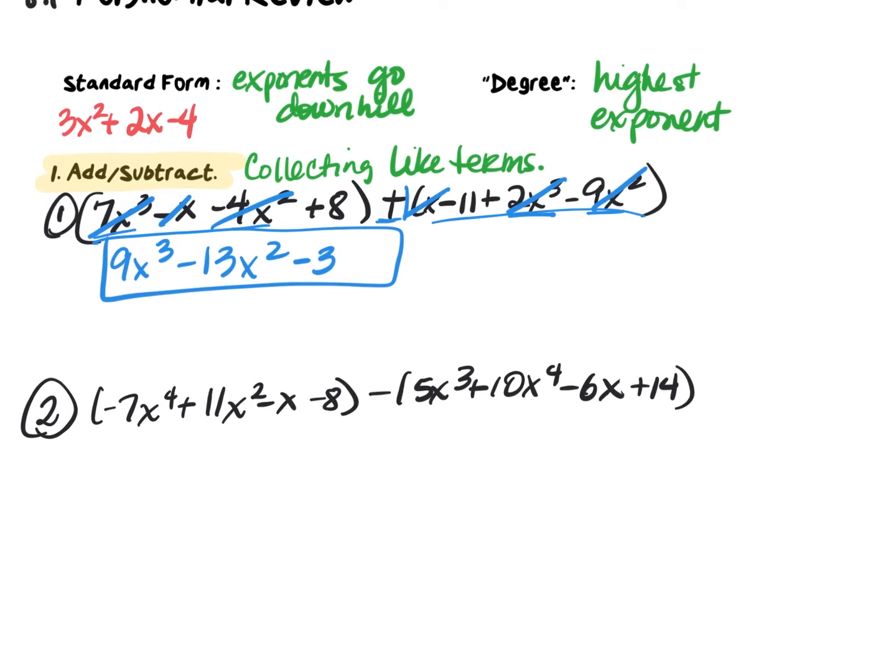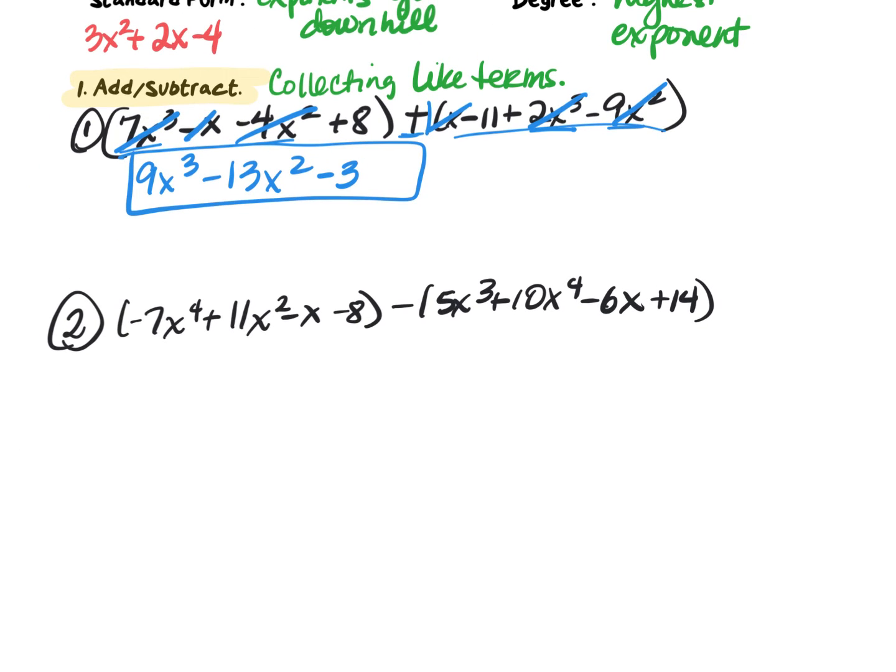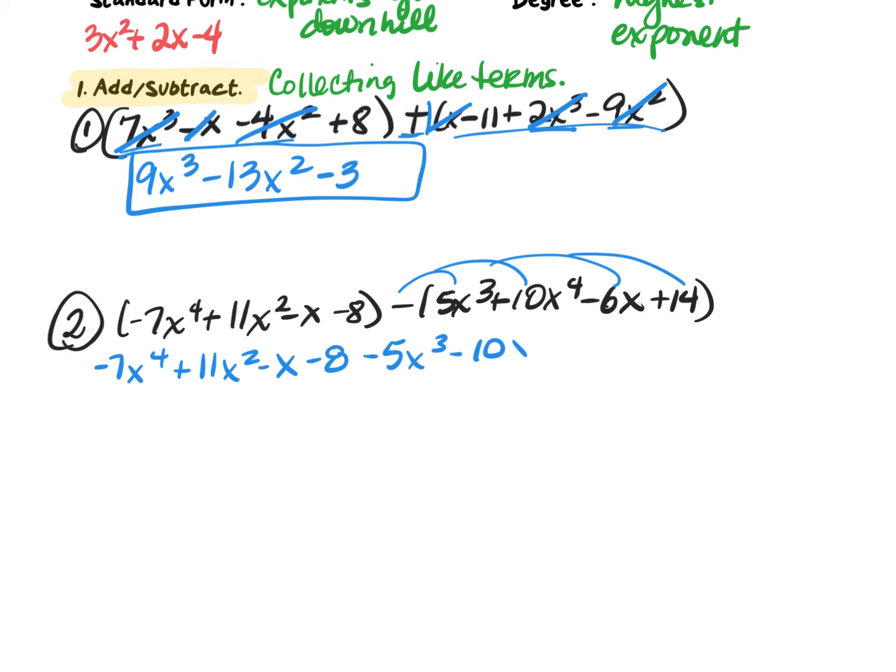But look at number 2. This one is different because I have a negative. That means I have to distribute that negative across all 4 terms back here. So I'm going to rewrite this with that negative distributed. Negative 10x to the 4th, positive 6x, negative 14. Now I'm going to go through and combine my like terms just like we did before. So negative x to the 4th minus 10x to the 4th gives me negative 17x to the 4th.